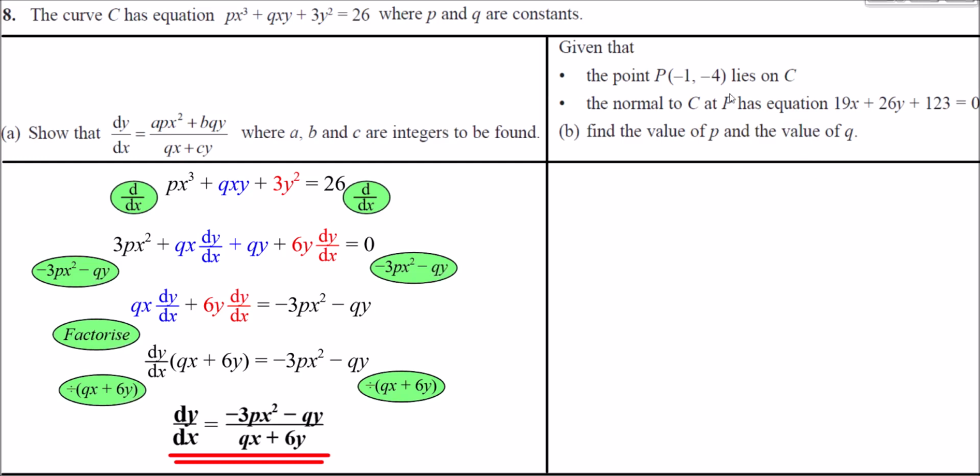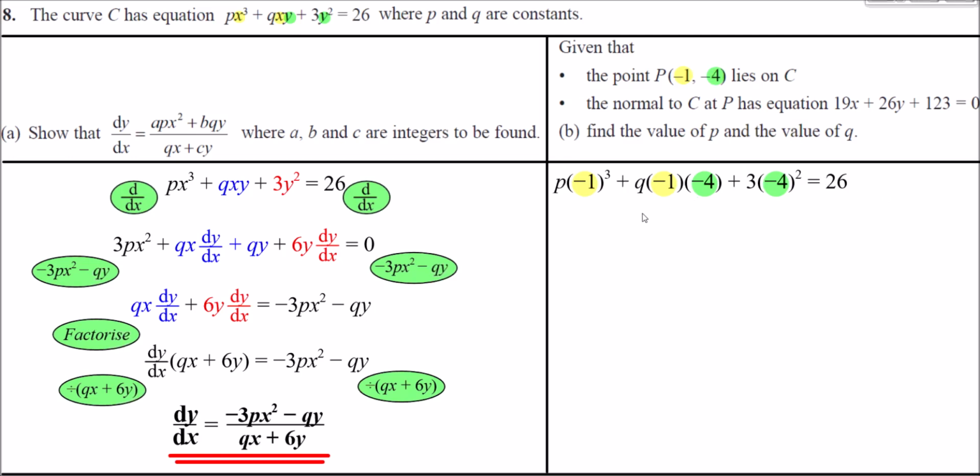So the first thing is to notice that we're told a point that lies on C. So we can substitute in a value of x and a value of y into this to get a simplified equation relating p and q together. So if I do that as a first step, if I sub minus 1 and minus 4 into this equation here, I'm going to get p multiplied by minus 1 all cubed plus q multiplied by minus 1 times minus 4 plus 3 lots of y squared, so plus 3 lots of minus 4 squared equals 26.